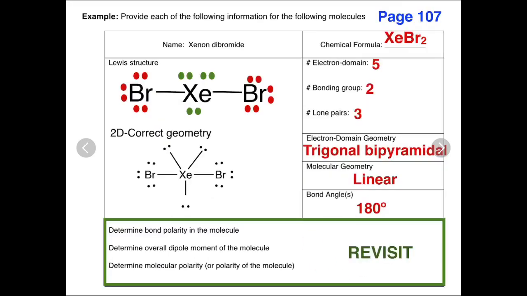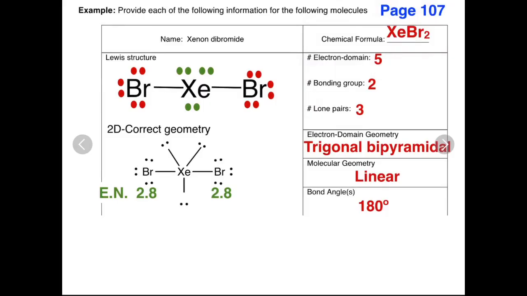Since we already know how to determine molecular polarity, we are going to revisit page 107. Okay, so we are going to take a look at the example of xenon dibromide. We're going to look at the bond polarity in the molecule and also the overall dipole moment. Eventually, we are going to predict the molecular polarity of this molecule. To do that, first, you will need to use the correct geometry of this molecule. We already determined the molecular geometry of this, which is linear, right?